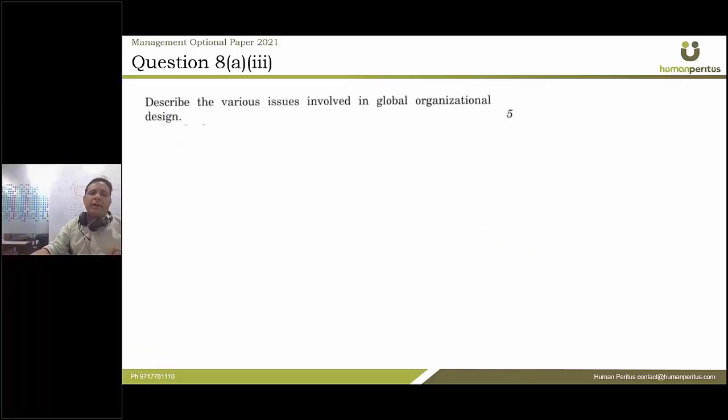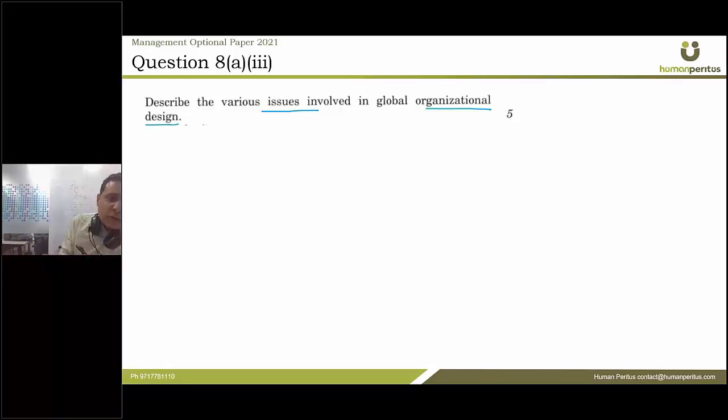Next one, describe the various issues which are involved in global organizational design. So we have to find out those issues which affect the design or structure of the organization when we go global.